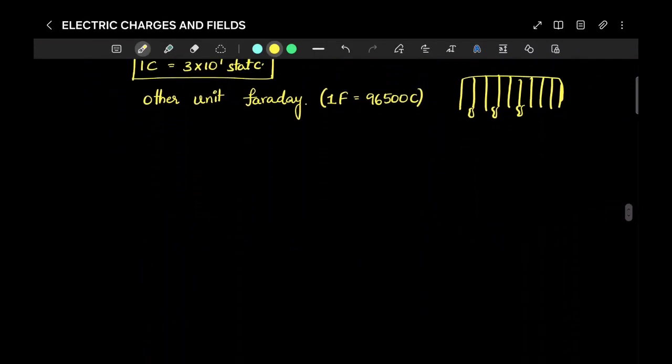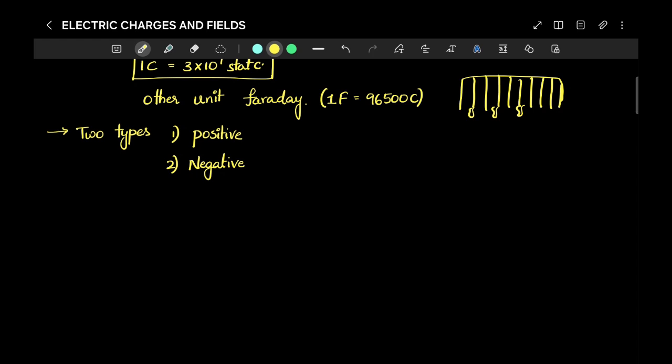Now these charges are divided into two types in nature. The first one is called positive charge, and the second one is negative charge. Neutral is not a charge. If there is no charge, or if the net charge on a body is zero, then we say the body is neutral in nature, so we don't consider it a type of charge.